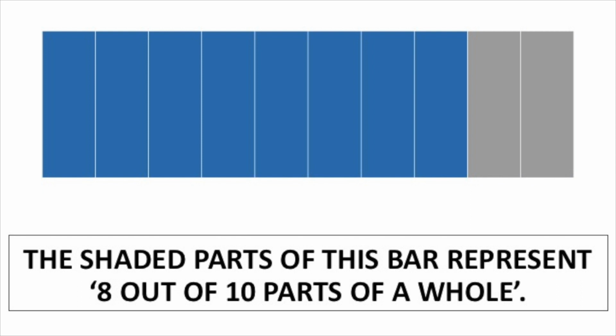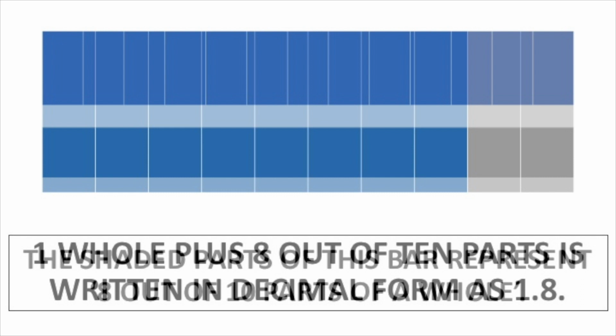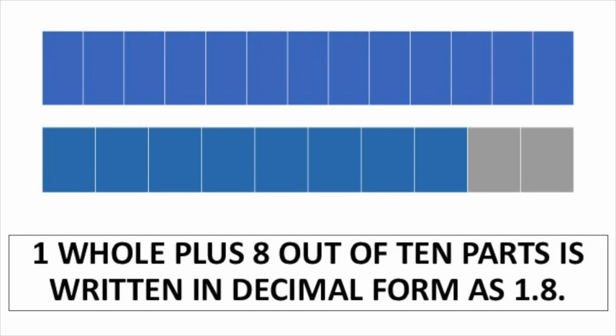The shaded parts of this bar represent how many parts are shaded? Eight. Eight out of 10 parts of a whole. Yes. So who can tell me, what do they think the mixed decimal is going to be? One whole plus 8 out of 10 parts is written in decimal form as 1.8.